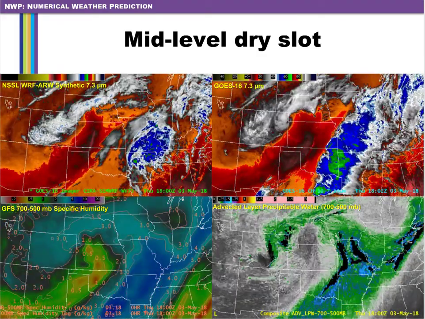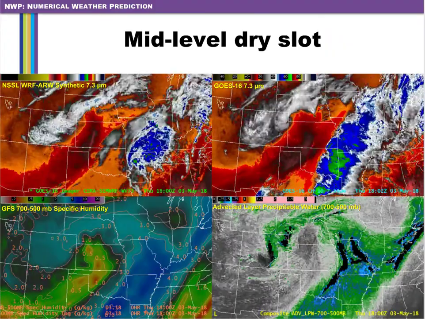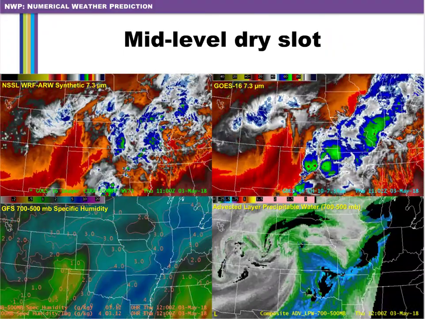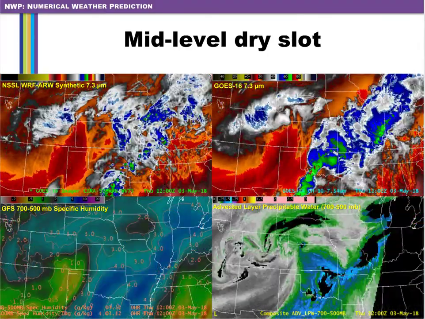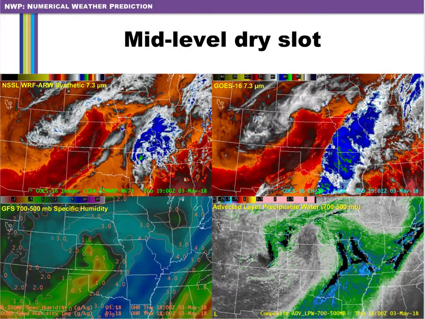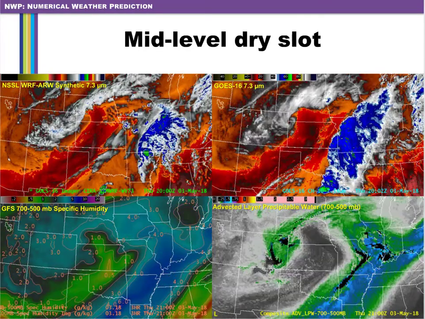In this example, we have model output in the two panels on the left, with synthetic imagery from the NSSL WRF at 7.3 microns on top, and on the bottom we have GFS 700 to 500 millibar specific humidity. On the right two panels we have observed imagery from GOES 16 7.3 microns on top, and the advected layer precipitable water in the 700 to 500 millibar layer on the bottom.